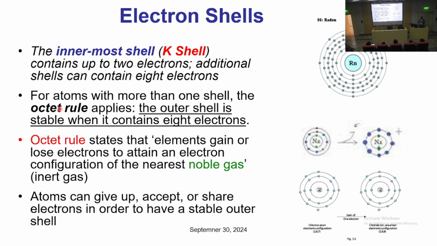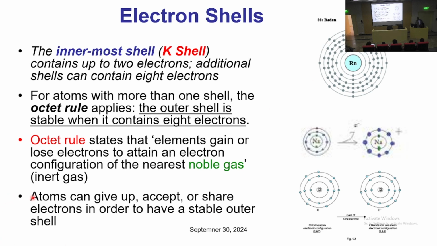Examples of the inert gas are helium and radon. Here you can see this is radon. It is a very chemically stable gas, and as we can see, in the first shell it has 2 electrons, in the second 8, in the third 18, then 32, 18. So in the outermost shell it has 8 electrons. So it is very stable.